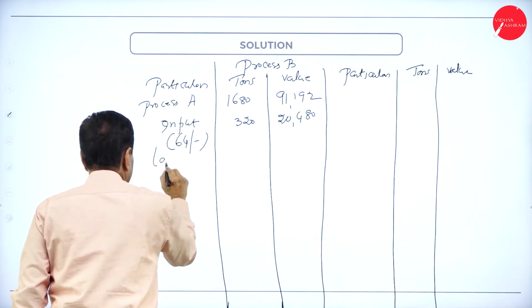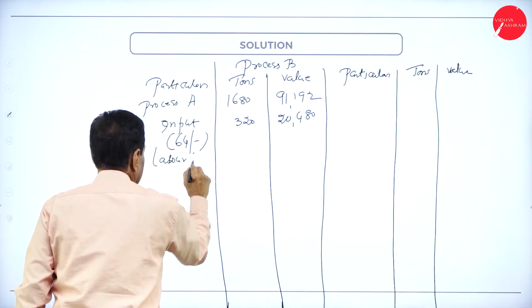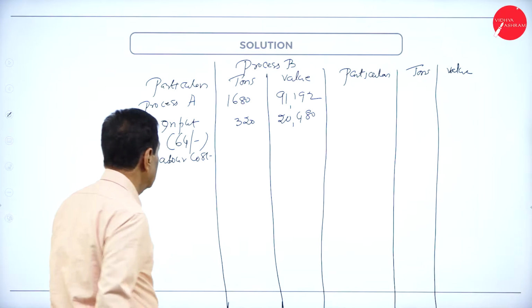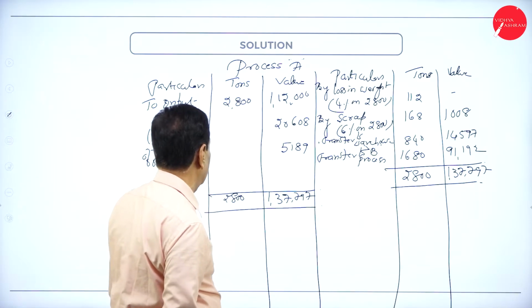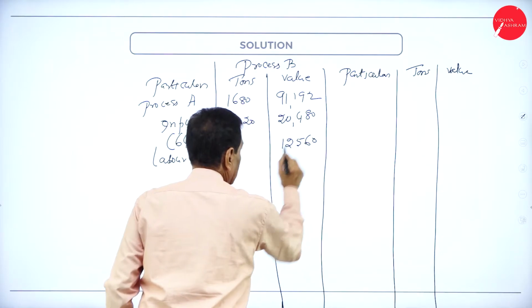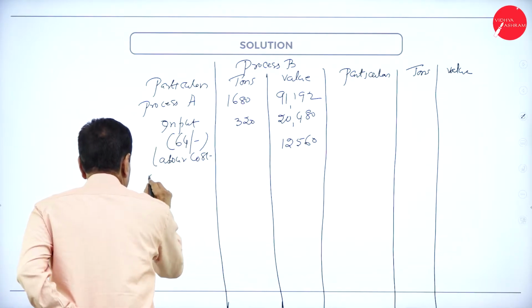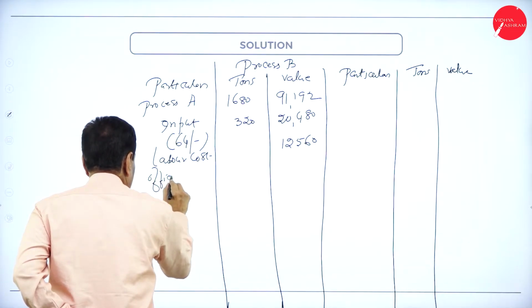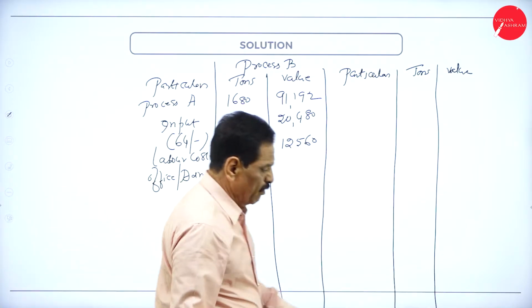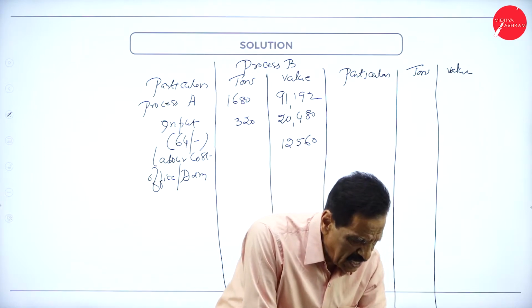Labor cost 12,560. Office and administration, same thing, 5,189.